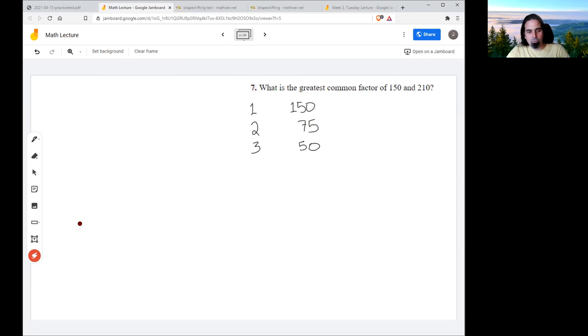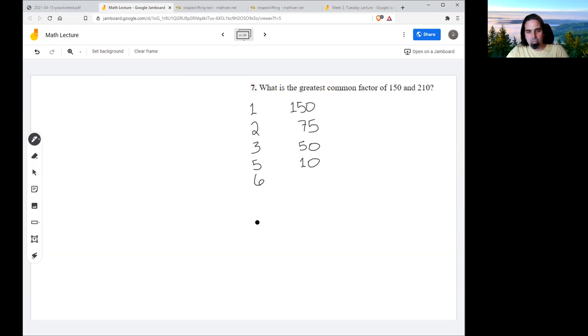Does 4 work? For 4, the trick is to look at just the last 2 digits, 5, 0. Does 4 go into 50? No, as I count by 4s, I would go 40, 44, 48, 52. I would skip over it. So 4 doesn't work. Does 5 work? Sure, 50 is 5 times 10.